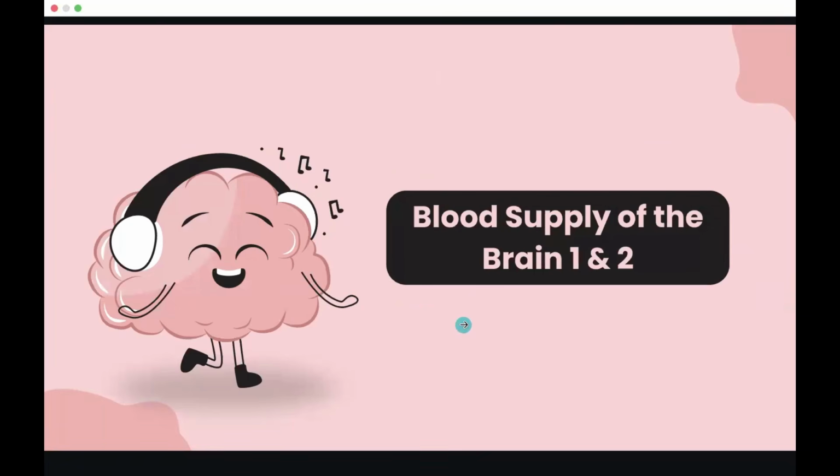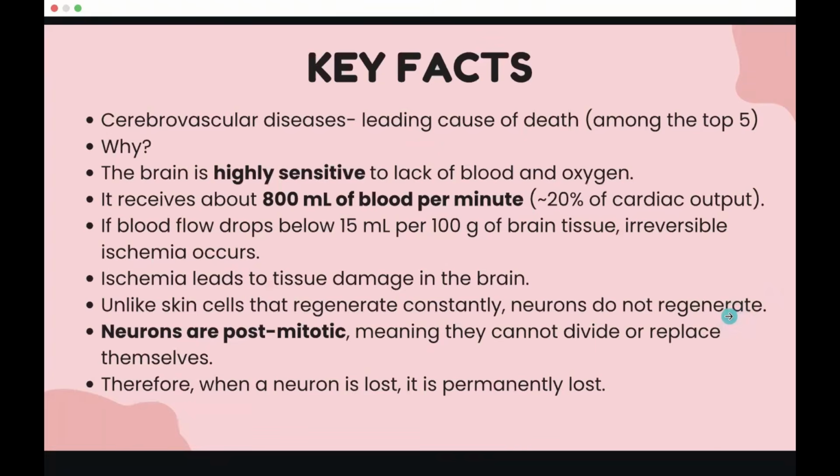Now that we're done with the first half of the PAL, we're going to start the second half, the blood supply of the brain, lectures 1 and 2. Some key facts to know before we dig deep into the details: first of all, unfortunately, cerebrovascular diseases are among the top 5 leading causes of death. Why? Because the brain is a very sensitive organ, and any lack of blood and oxygen for even a couple of seconds would affect the brain.